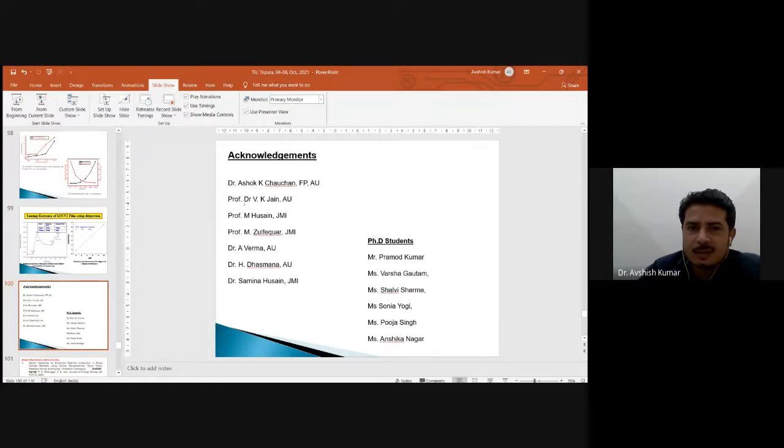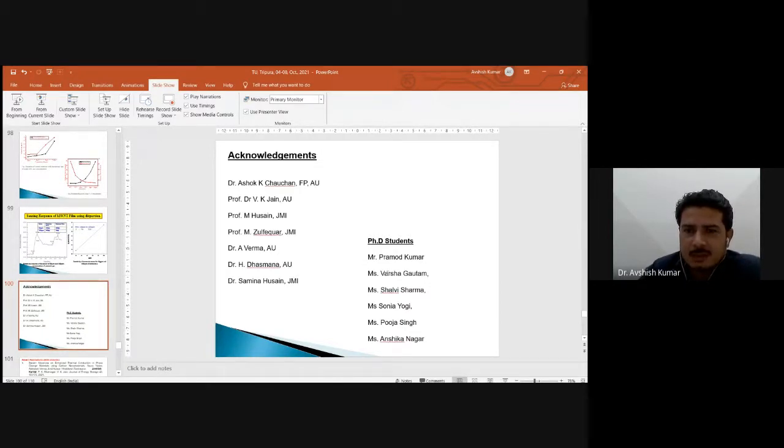Then our director, Professor Dr. V.K. Jain sir, is always a motivator, and Professor Hussain was my guide when I did my PhD. Now he has retired. Professor Zulfikar is there. Professor Abhishek Verma is here at Amity University, and Dr. Dasmanaji and Dr. Samina Hussain are working there. Samina Hussain and Professor Zulfikar sir are my collaborators, and they are working on a lot of applications.